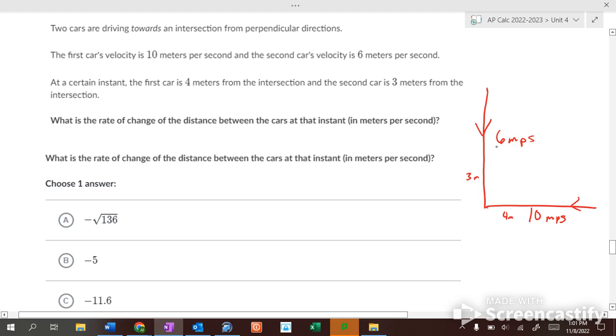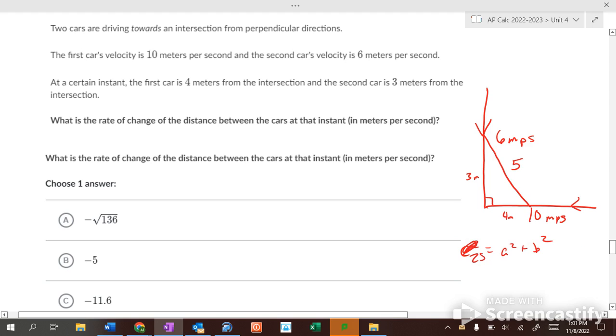How do we find the distance? Well, we draw it. This is 3, this is 4, so then what is this? Right triangle, people. Come on. 3, 4, 5. That's a way to know your Pythagorean triple. Okay. What's the rate of change of the distance in between the cars in meters per second? Okay. So the distance, c squared equals a squared plus b squared. So c squared is 25 equals a squared plus b squared.